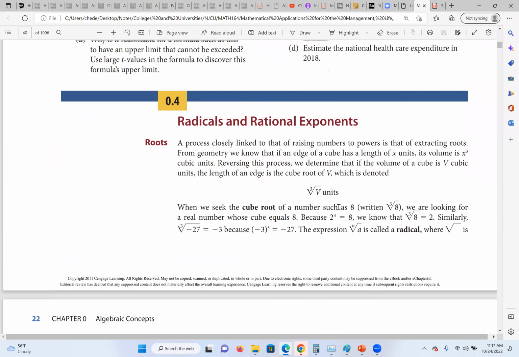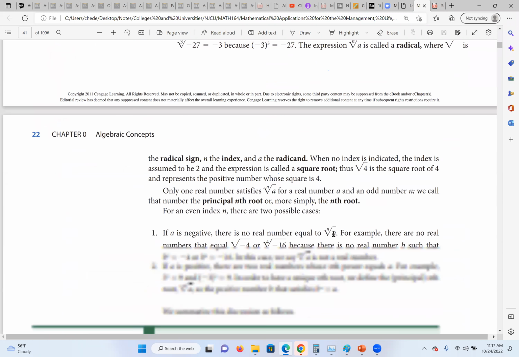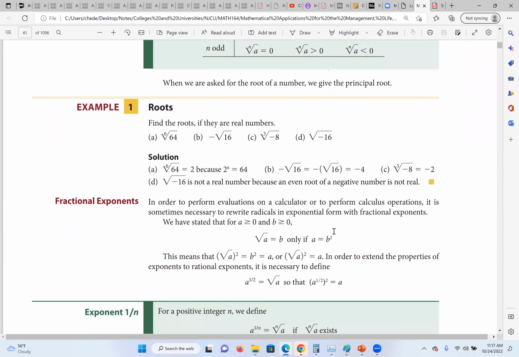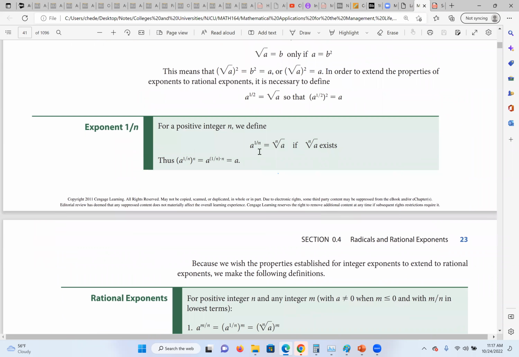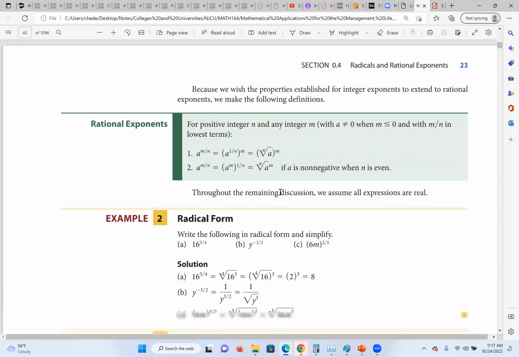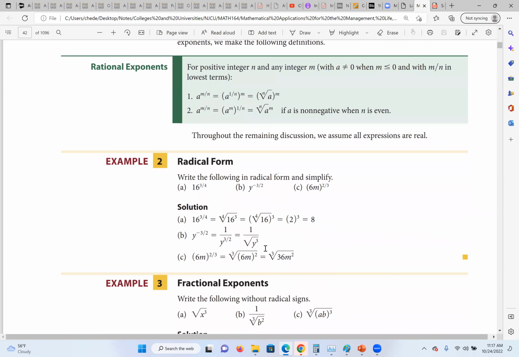Okay, so this is section 0.4. You should know the radicals and rational exponents. There are a few examples of how to solve the problems here. This is one of the rules. The only thing we should know here is that a square root or cube root symbol always means the exponent is 1 over something. So if it's a square root, it's 1 over 2. If it's a cube root, 1 over 3. So again, we can use that to solve the problem. That's the example they gave here also.